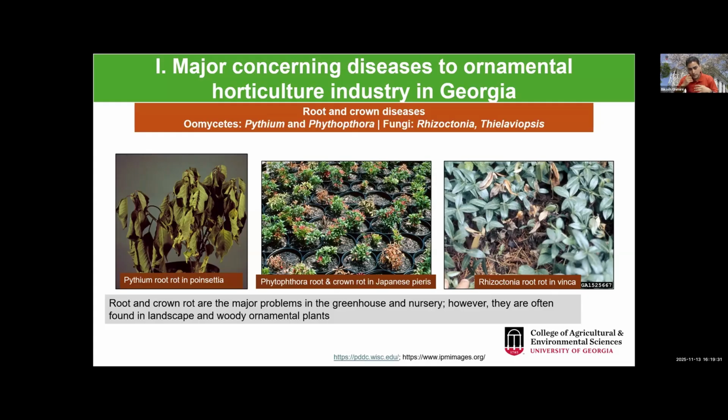As you can see, root and crown rot are the major problems in greenhouses and nurseries. I'll talk a little bit more about these diseases later in my slides, but these diseases can be a problem in the landscape and woody ornamental plants also.